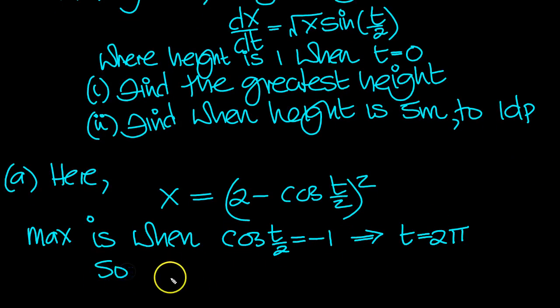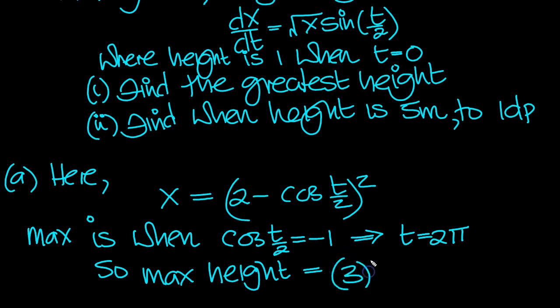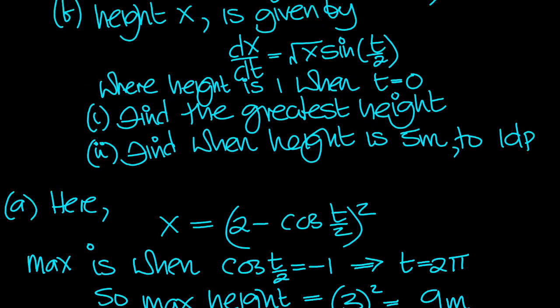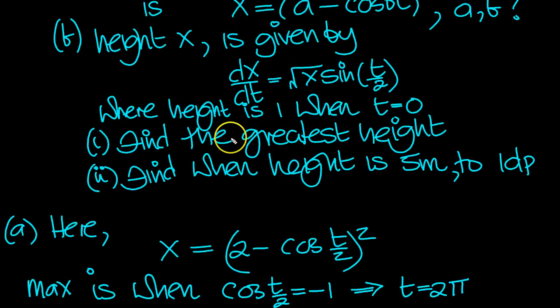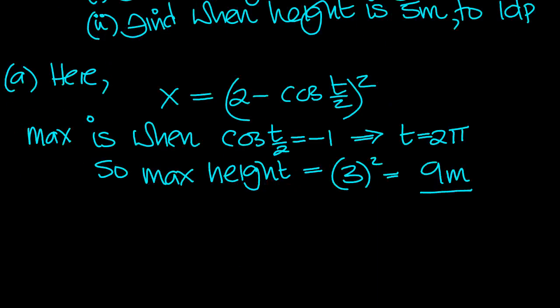So x max height, which is what the question is actually asking for rather than the time, is equal to 2 minus minus 1, which is 3, squared, which equals 9 meters. So that's the maximum height above the ground. Now find when the height is 5 meters. So let's do that then.